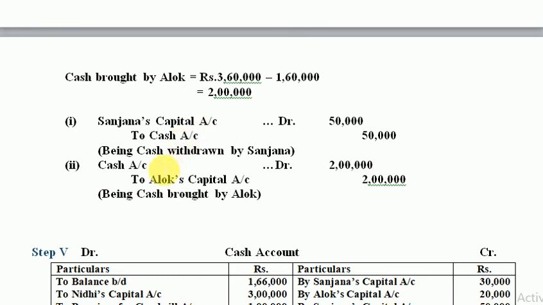Alok is bringing 2 lakh rupees as additional capital. Entry goes cash account debit 2 lakh to Alok's capital account 2 lakh. This is just like a new partner Nidhi bringing 3 lakh. So whenever a partner brings, this is the entry. So these are the two entries based on which those postings are done in the capital account.